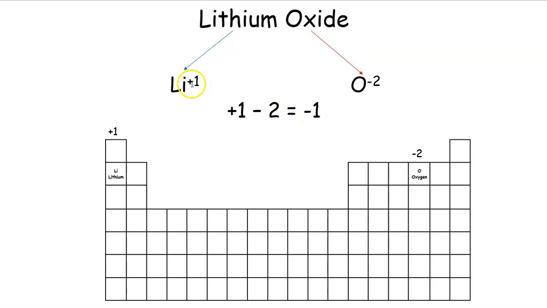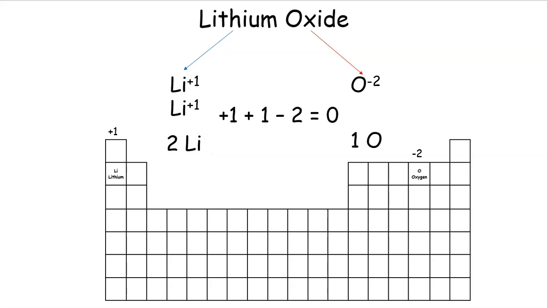So I'm actually going to add another lithium here. And now I have lithium +1, lithium +1. And I add them up again. And I have +1, +1, -2, and that equals 0. So 2 lithiums and 1 oxygen equals 0 with their charges. So I add them up. I have 2 lithiums. I have 1 oxygen.